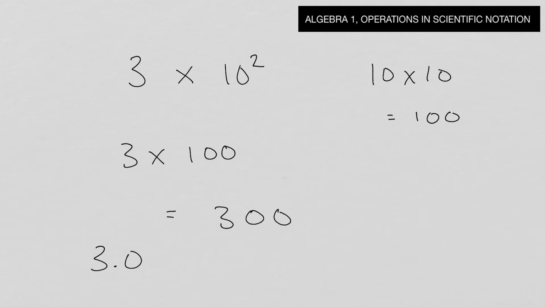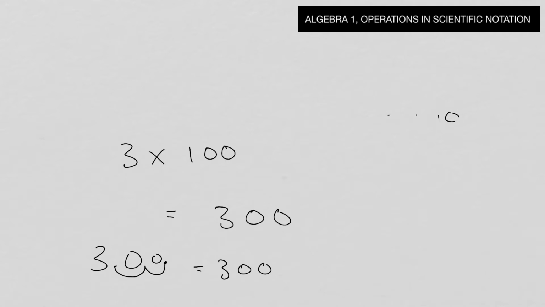When I take this number 3.0 and multiply it by 10 squared, what I'm doing is moving the decimal place this many times. Here's the exponent, 10 to the second power. So I'm moving the decimal place 1, 2 places over and then filling it in. That's where we get this number, 300.